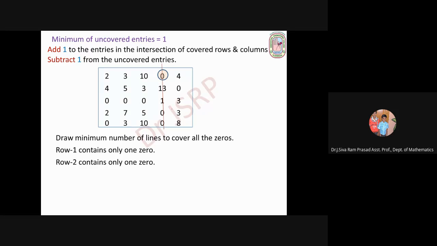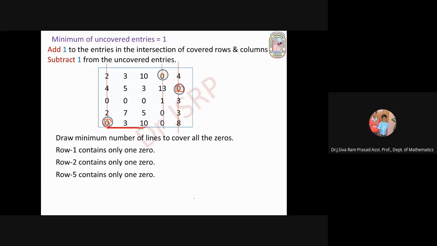Next, second row also contains only 1 zero. Circle that 0 and fix the column. So draw a vertical line. Next, row 3 contains 3 zeros. Skip row 3. Row 4 contains no 0. Skip that. Row 5 contains only 1 zero. So circle that 0 and fix that column. First column, cross off column 1.